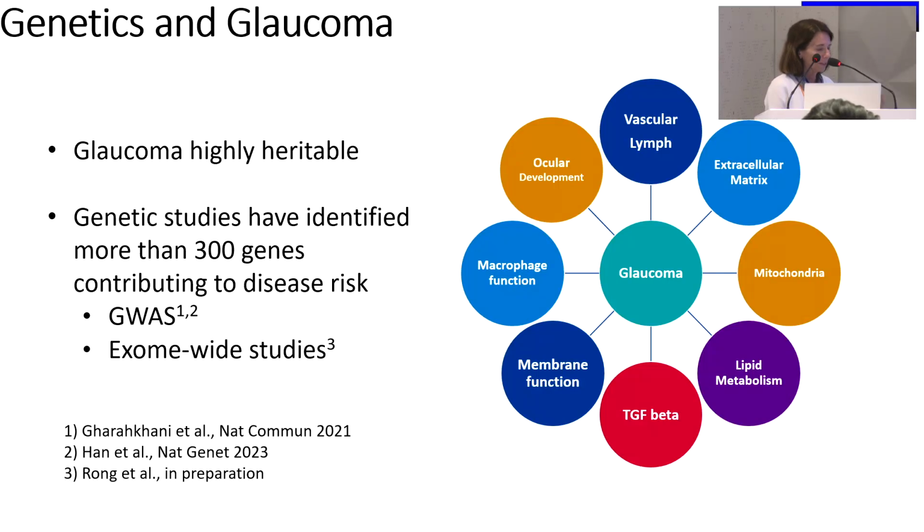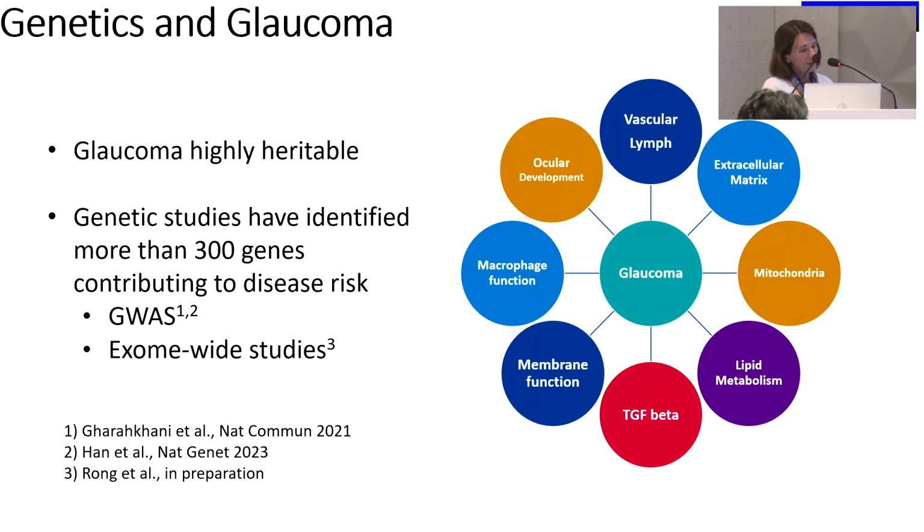I present a little diagram here as we're beginning to understand the pathways and processes that these genes fall into. We are beginning to identify some of the mechanisms that could underlie disease in glaucoma, which are really being illuminated by these genetic studies.